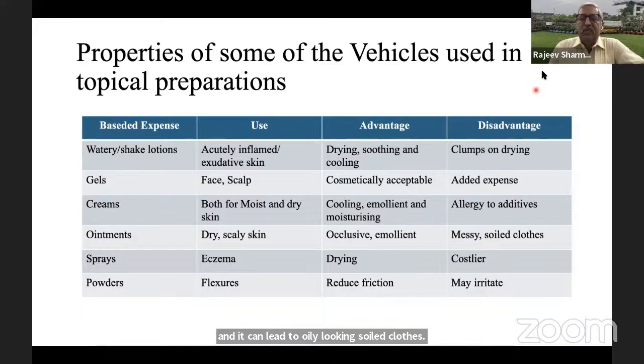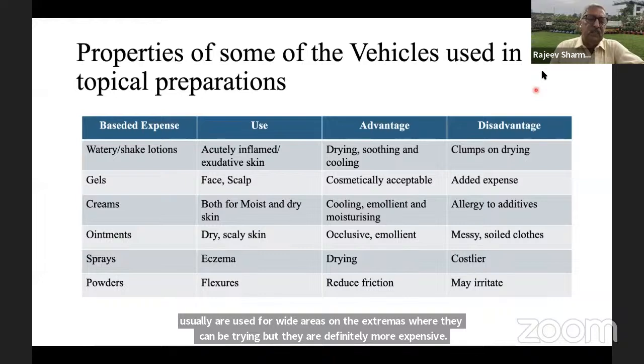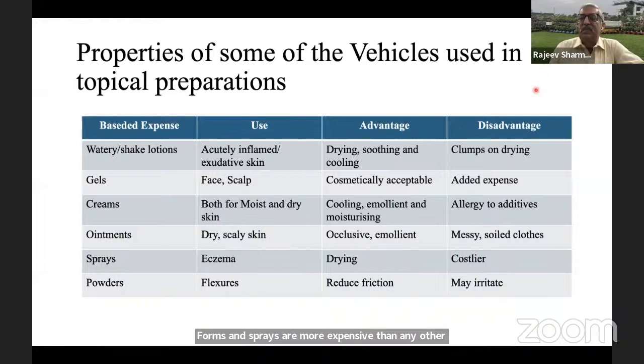Sprays usually are used for wide areas on eczemas where they can be drying, but they are definitely more expensive. Foams and sprays are more expensive than any other form. Powders are used basically in flexures. They are used to reduce friction, but may irritate.